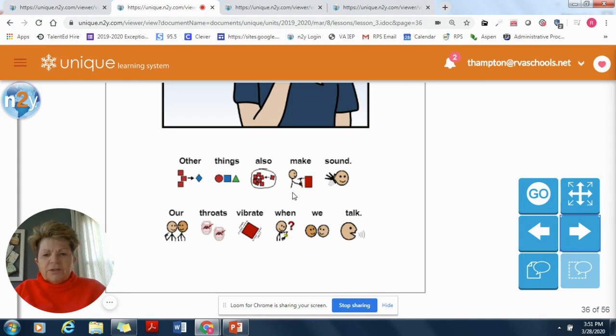Other things also make sound. Our throats vibrate when we talk.